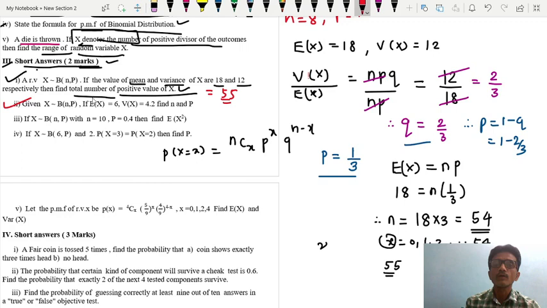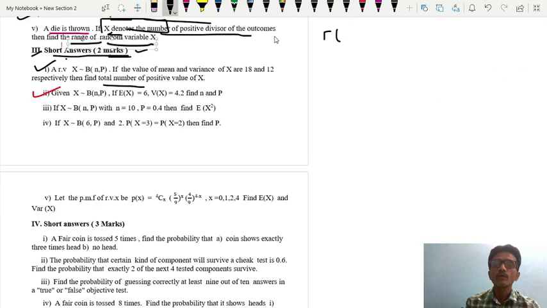Given x follows binomial distribution with parameter n, p. This is the third sub question you have to attempt. E(x) is given, V(x) is given, as we did earlier. So we have to take the ratio V(x) divided by E(x). So what will be this ratio? npq divided by np, so this will be q.